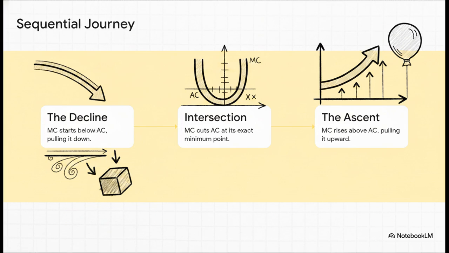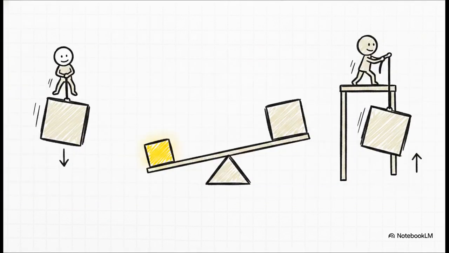Because the AC curve absolutely must rise eventually due to the law of variable proportions, the MC curve is essentially forced to cut it from below to become the higher value. If you take away just one thing from this explainer, make it this unforgettable pattern. If marginal cost is less, average cost falls. If they're equal, average cost is at its absolute minimum. And if marginal cost is greater, average cost rises. This dynamic is an absolute, ironclad rule of production cost analysis.